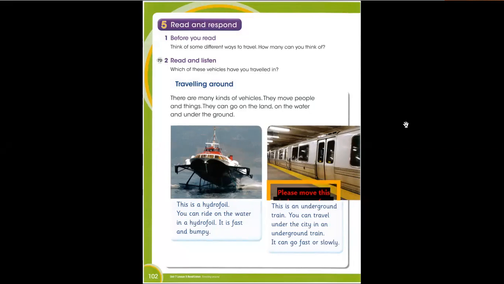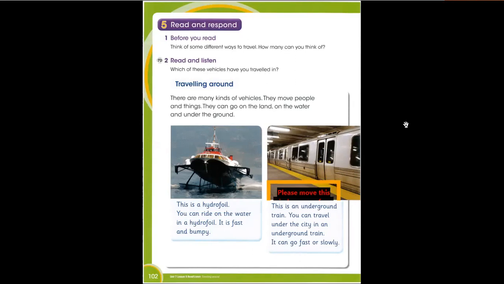We always travel by some vehicle, okay? We travel with any vehicles. The means of transportation is called traveling. Traveling around means going here and there, okay? So there are many kinds of vehicles. They move people and things.